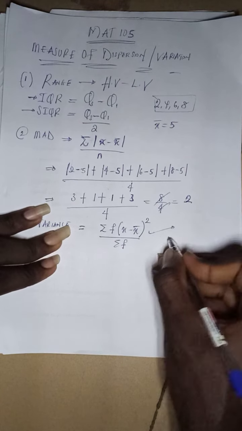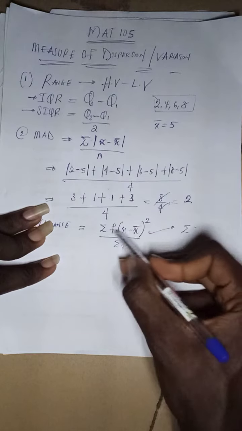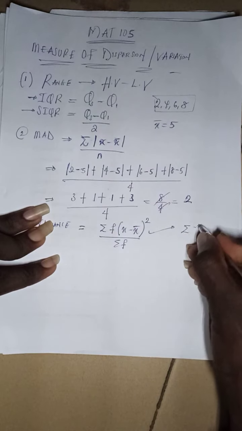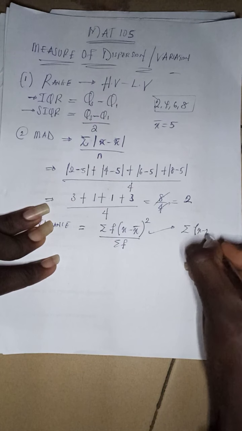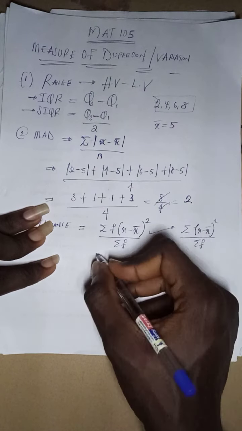But for ungrouped data, we have this formula. It will not have frequency. If it is group data, you have frequency. If it's not group data, you don't have frequency. That's just x minus x bar, then you square it over summation f. The calculator will also do that for you, okay?